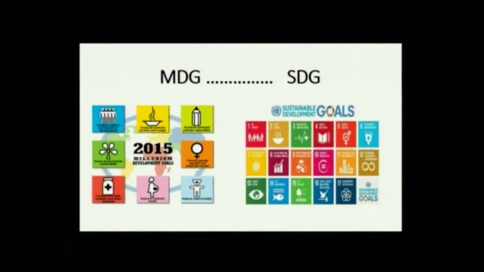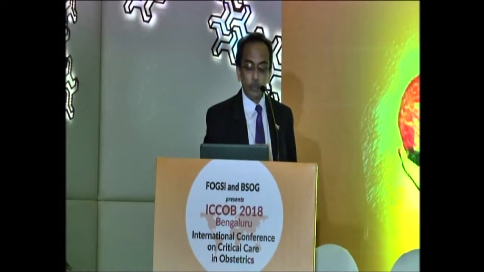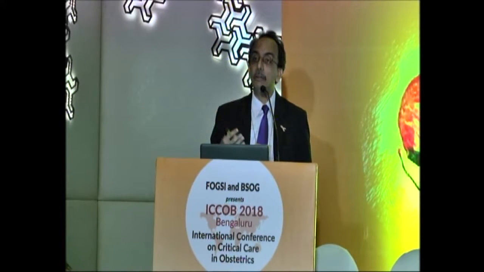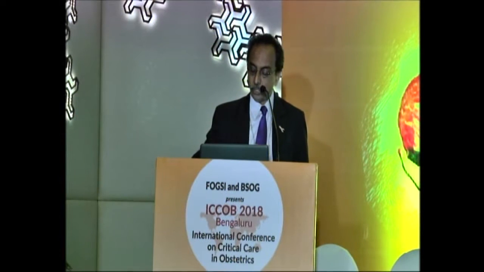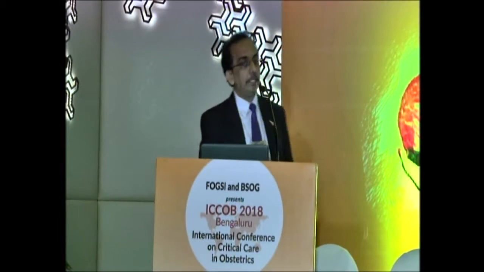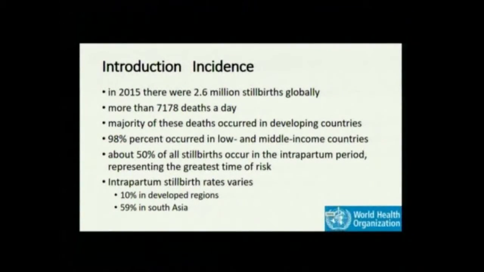Now, we all know about the MDG, and we know that in the MDG, we looked at mothers and babies and the under 5 population. But of course, in 2015, the MDG finished, and many of the countries, including Malaysia, did not meet many of the targets. So we have moved on to the Sustainable Development Goals, which will go on till 2030. And here again, we are looking at reducing our maternal mortality ratios, as well as our perinatal and under 5 ratios, which of course will include our stillbirth rates as well. So if you look at the incidence of stillbirths globally, as in 2015, 2.6 million stillbirths occur yearly, with more than 7,000 occurring on a daily basis. And the majority of these deaths occur in developed countries.